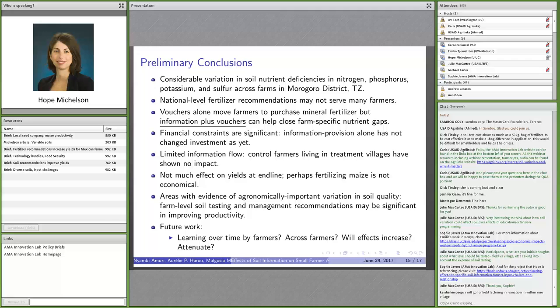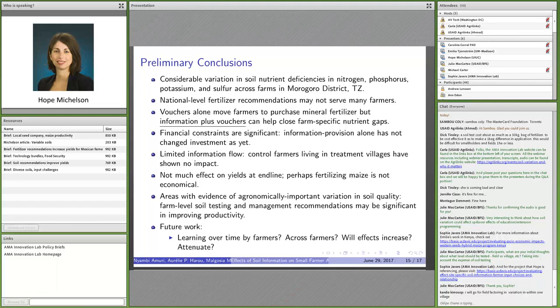But it's important to note also that those financial constraints are significant. So information provision alone is not yet changing investment. That doesn't mean that it wouldn't in the future. Farmers could be holding back and waiting to see what's happening, but we don't see that at the end line, which is the year after the information is provided.